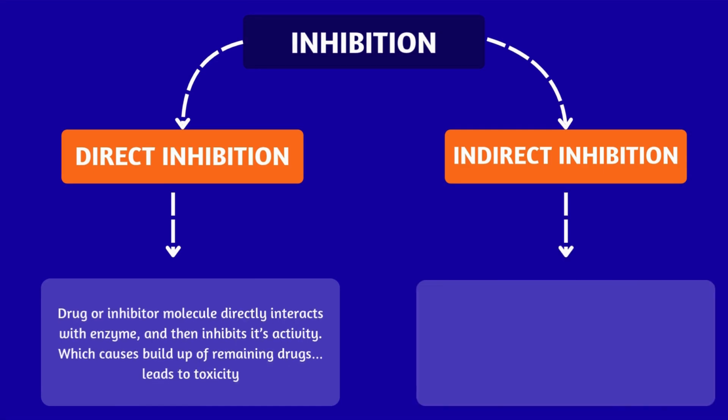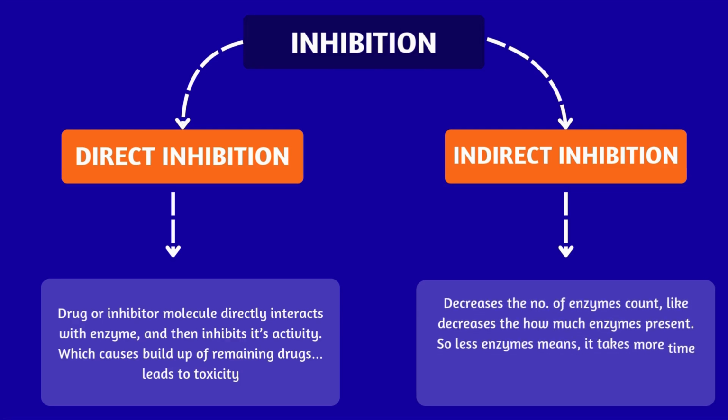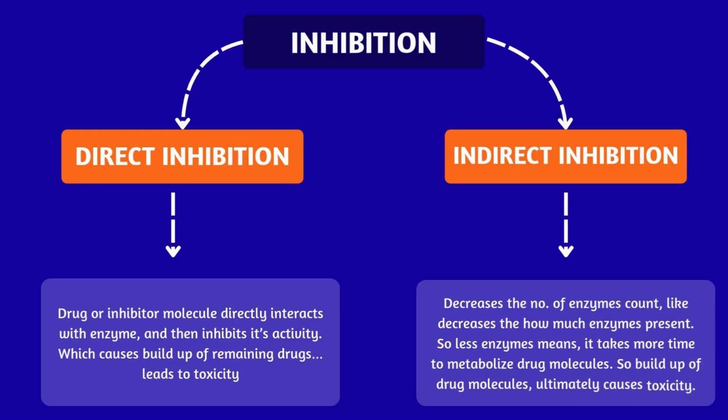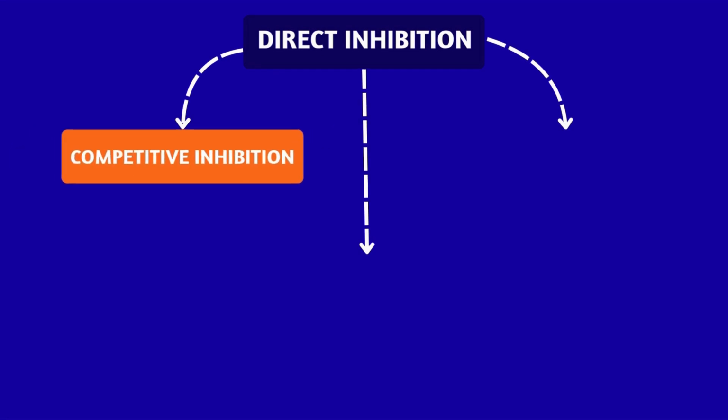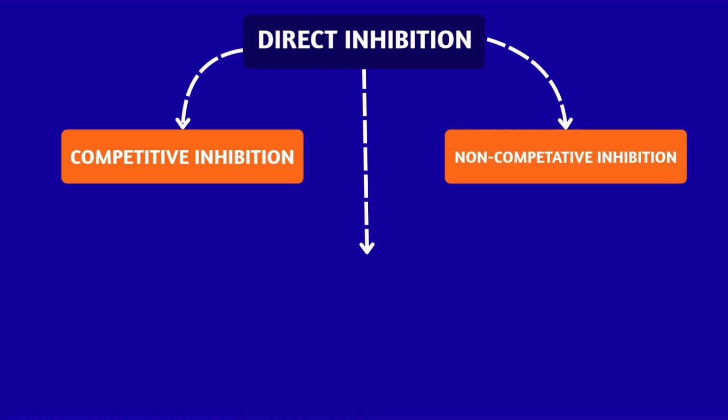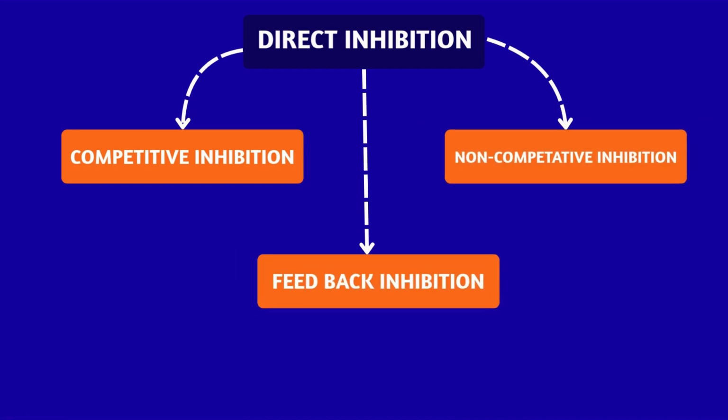Whereas in indirect inhibition, the drug decreases the total number of enzymes, either by inhibiting enzyme synthesis or by promoting enzyme degradation. Now let's understand direct inhibition in detail. There are three main forms: competitive inhibition, non-competitive inhibition, and the final one is product or feedback inhibition.